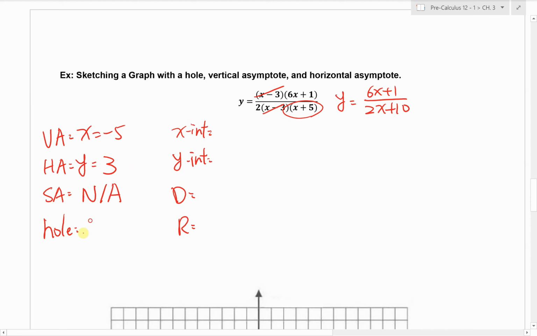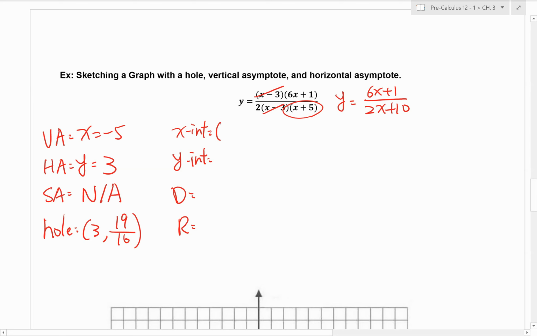Hole, we will have one. It happens at x equals, no, sorry, not -5. It happens when x is equal to 3. So if you plug this in, 6 times 3 is 18 plus 1, so 19. And then 2 times 3 is 6, 6 plus 10 is 16. 19 over 16. You can put this into a calculator to get a decimal, so then when you plot, it'll be easier. But for now, I'm just going to leave it like that.